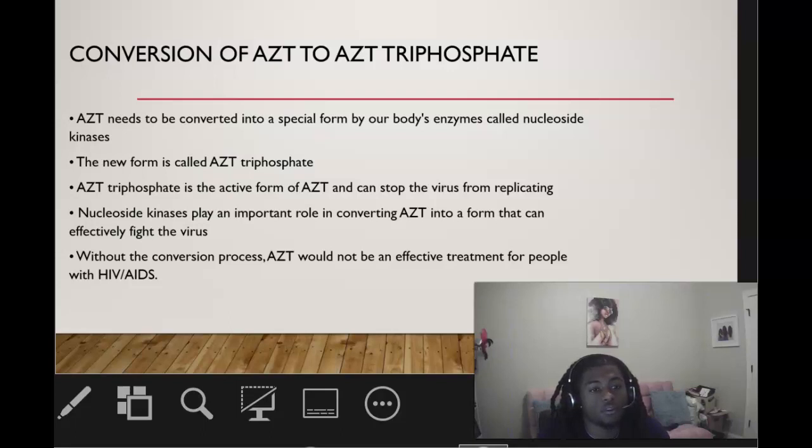AZT needs to be converted into a special form by our body's enzymes called nucleoside kinases. This new form is called AZT triphosphate. AZT triphosphate is the active form of AZT and can stop the virus from replicating. Nucleoside kinases play an important role in converting AZT into a form that can effectively fight the virus. Without this conversion process, AZT would not be effective for treatment for people who have HIV/AIDS.